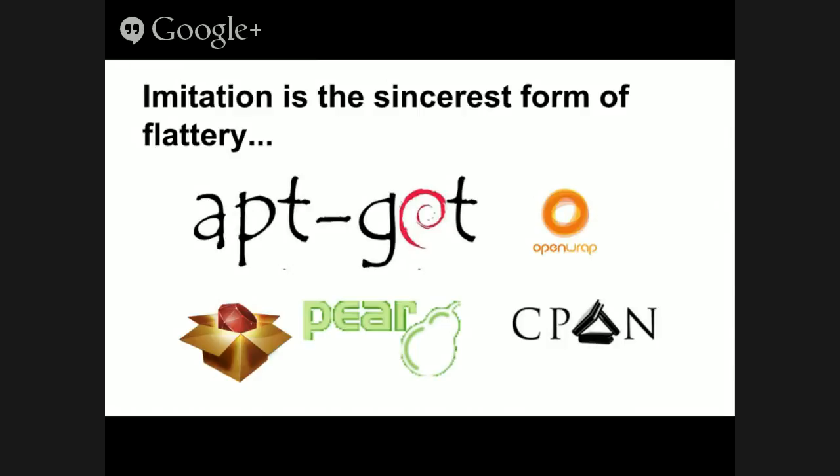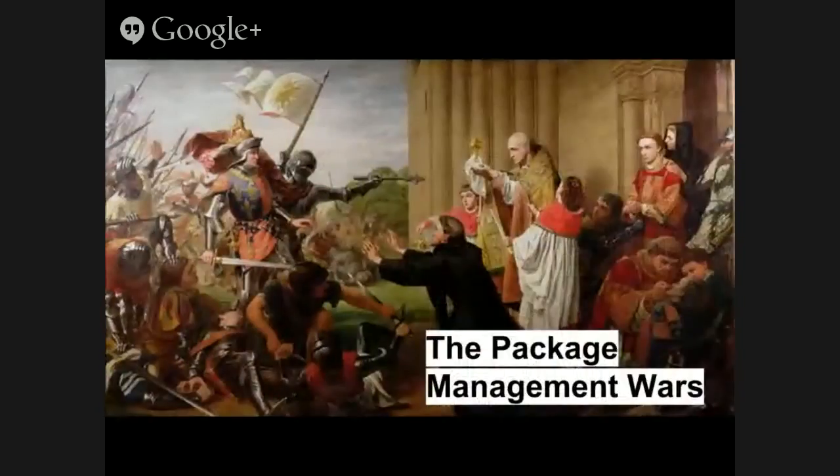Conspicuously hiding up there in the top right is OpenWrap. OpenWrap was an open source .NET package manager that probably dates to about 2008, 2009. And there's a little bit of an interesting story about that. You know, there were package management wars in .NET. It was particularly interesting.